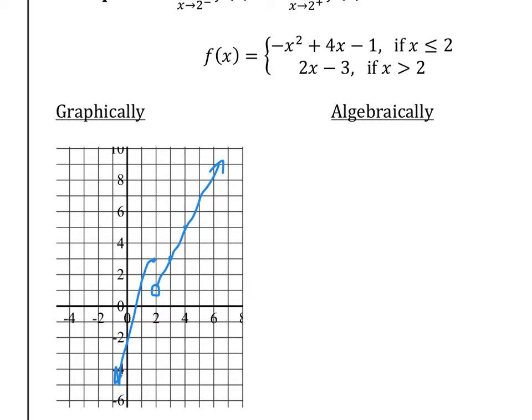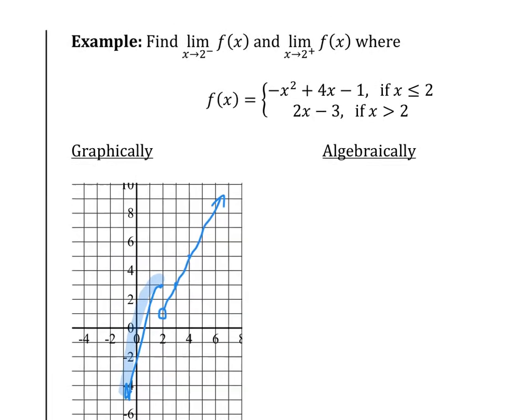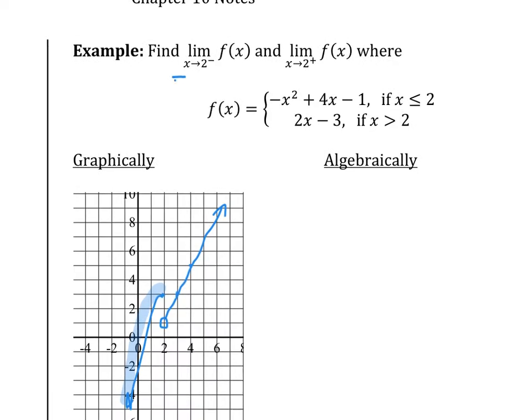And then if you are looking at what the limit of the function is from the left-hand side of 2, that's this graph, and I'm following it to where it stops at 2 from the left-hand side. You can see that this limit is going to be 3. And then on the right-hand side of 2, that means the plus side, you're following this graph, and it goes down to 1.